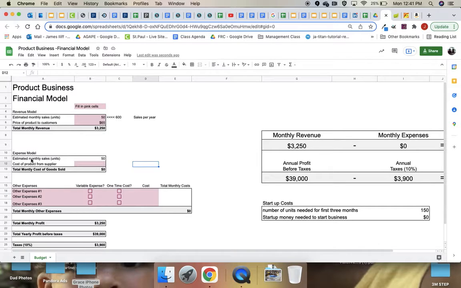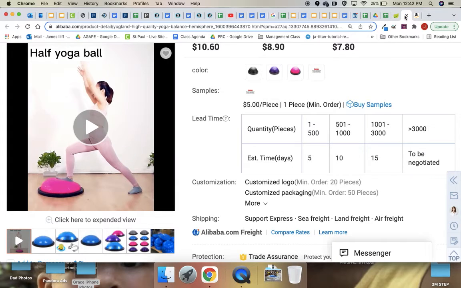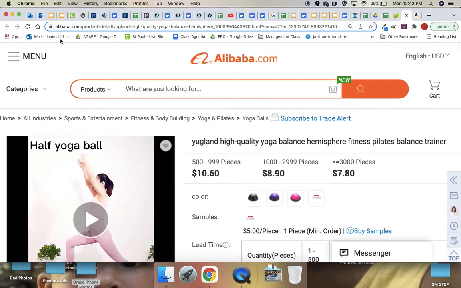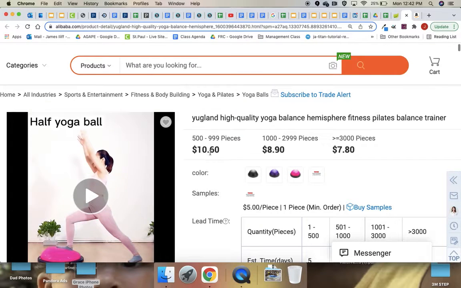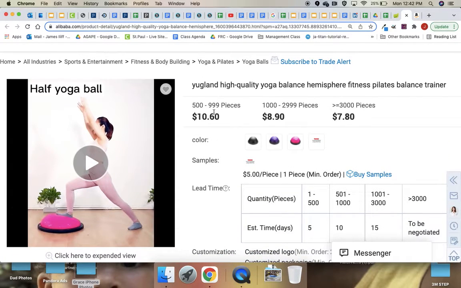So when you come down to this one, expense model, you're going to see a pink box that you have to fill in. It says cost of product from supplier. Now, in my case, my supplier is going to be from Alibaba. And I have Alibaba here. I have the listing that I'm interested in. And you can see that there's a price variation.